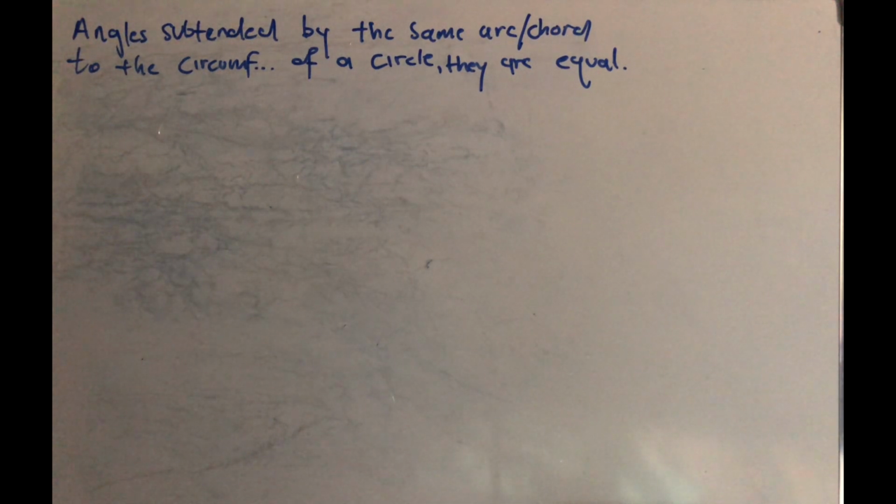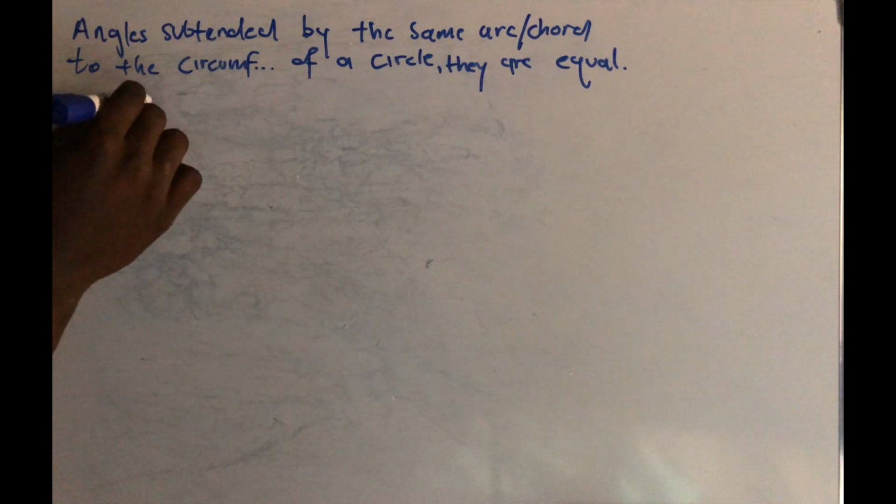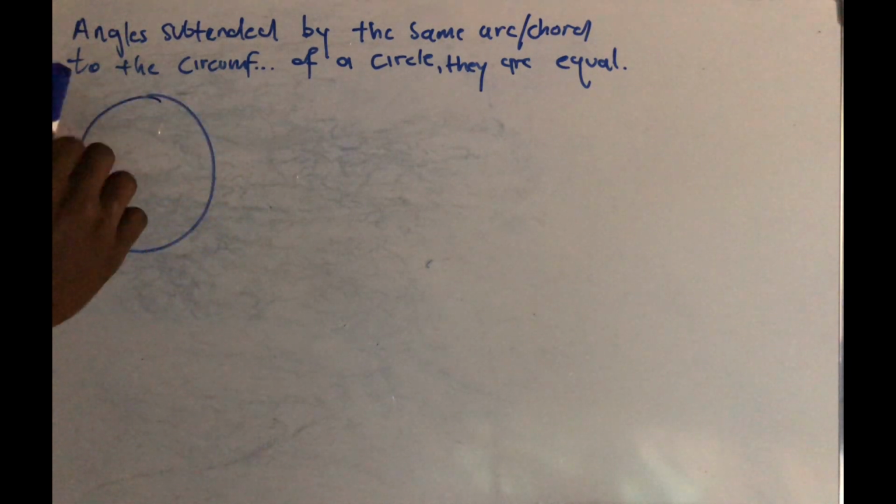The theorem that we're going to do now states that if angles are subtended by the same arc or the same chord, the angles are equal. You remember from the first video in this topic, Euclidean geometry, we learned about the terminologies that we're going to use throughout the topic.